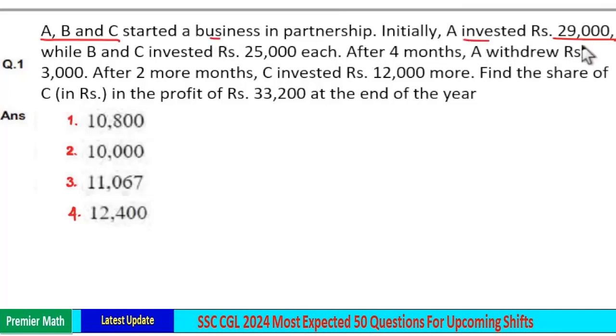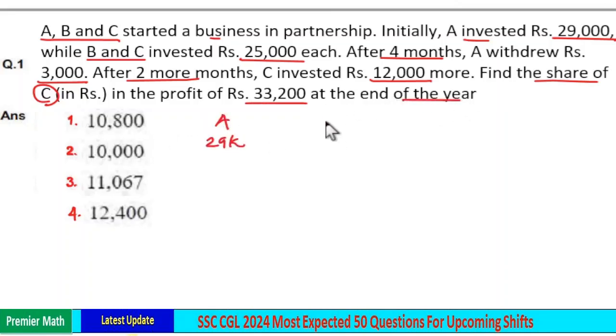A, B and C started a business in partnership. Initially, A invested 29,000 while B and C invested 25,000 each. After 4 months, A withdrew rupees 3,000. After 2 more months, C invested 12,000 more. Find the share of C in the profit of rupees 33,200 at the end of the year. Here A invested 29,000 and B and C invested 25,000 each.